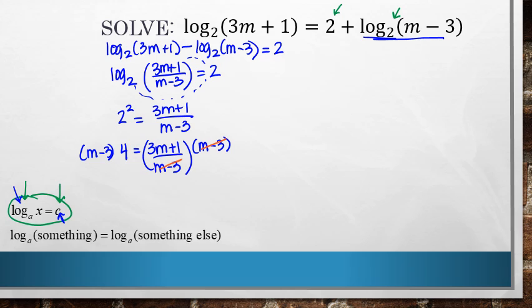So this leaves me on the left-hand side with 4m minus 12 when I distribute this 4 through, equals 3m plus 1. Get all of the m's on the same side, so I'm going to subtract 3m from both sides. When I do that, I'm left with just a 1m on this side. And then I'll move that 12 over to the other side by adding 12 to both sides, and that leaves me with m equals 13. And I'll leave the check up to you, but I will tell you it does check.